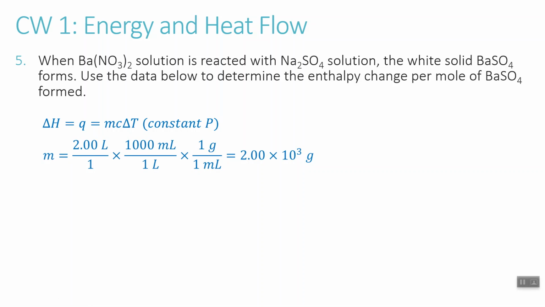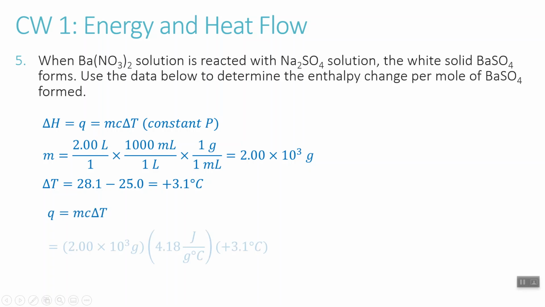So first I'm going to figure out the mass of my solution here. So we have 2 liters total whenever we combine the solution together. And I just converted that from liters to milliliters and then milliliters into grams. So this is just telling me that I have about 2,000 grams of solution total here. And notice that this is written in scientific notation because this number needs 3 sig figs. And the only way to write 2,000 with 3 sig figs is to write it in scientific notation. Here's my delta T. So we said it went up by 3.1 degrees Celsius. So we know the mass, we know the delta T, we know the C, we can calculate Q.